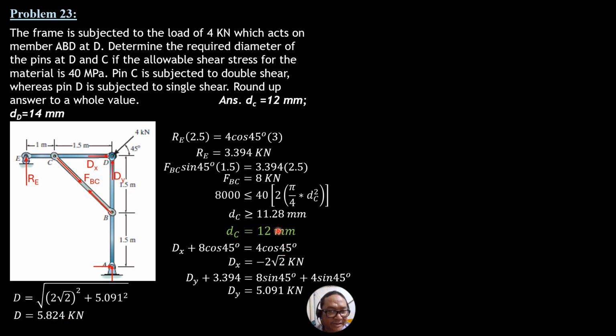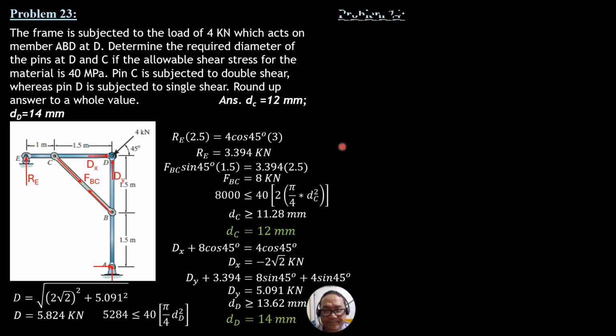And it should be less than or equal to 40 times pi over 4 diameter of D squared, single shear only. So pi over 4 diameter D squared. Diameter at D is greater or equal to 13.62 mm. So therefore, the diameter at D is 14 mm.